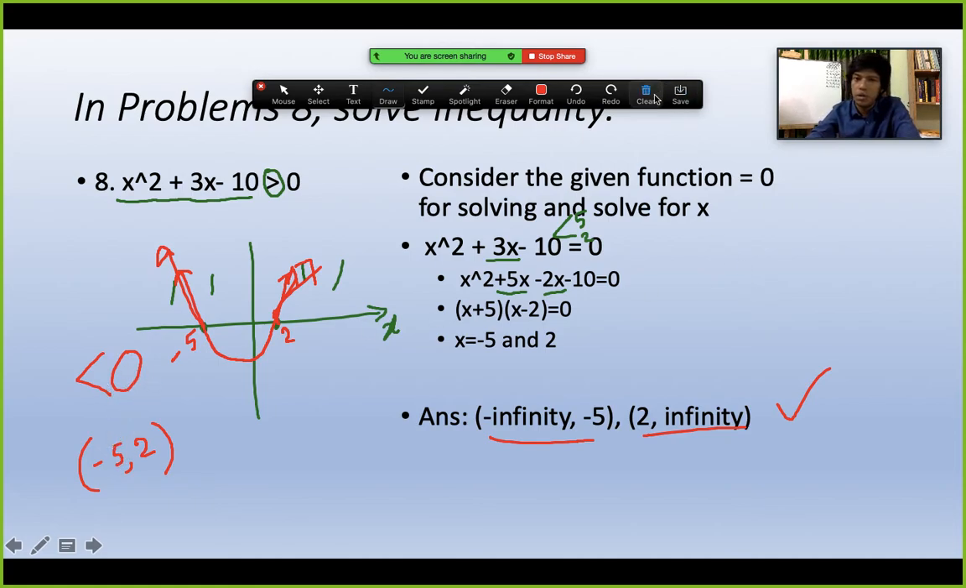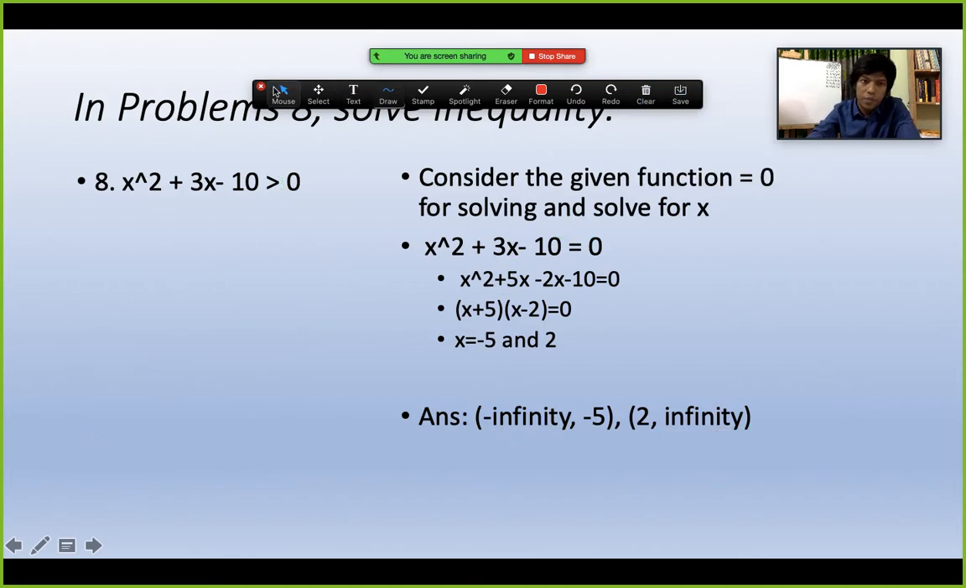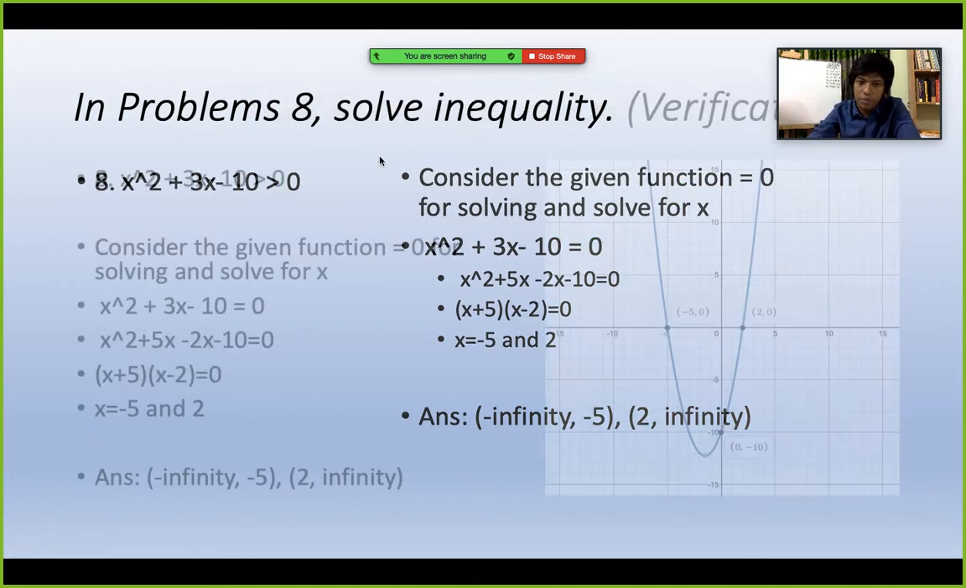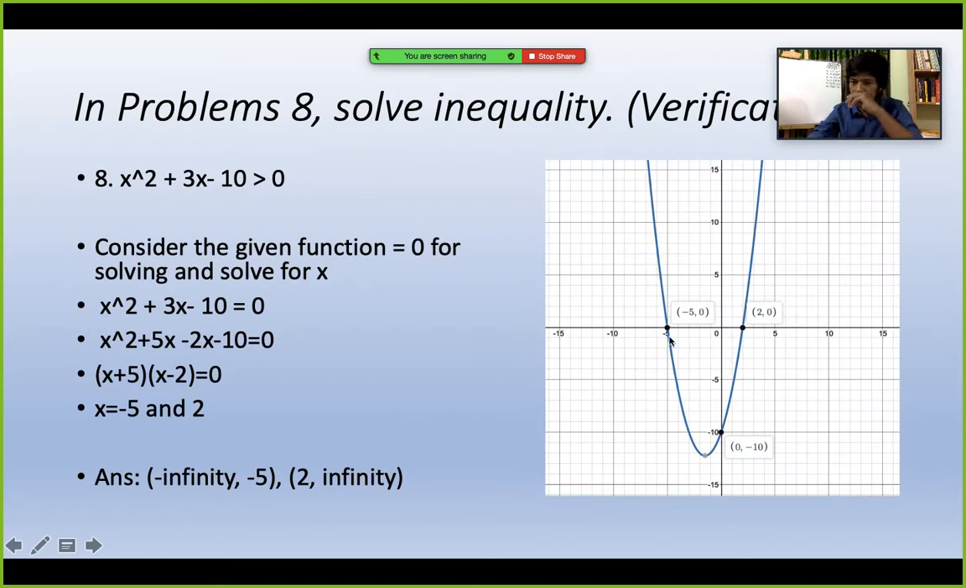I'm just showing, in addition to this kind of problem, if it comes like this, then what is the solution? And in the next slide, we have the proof, or we have the graph of this function, which is this, and you can see this is true. I mean, our solution is true.